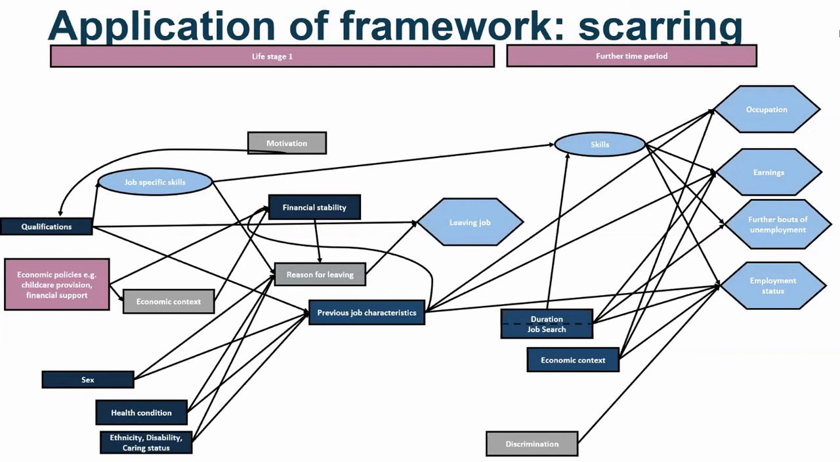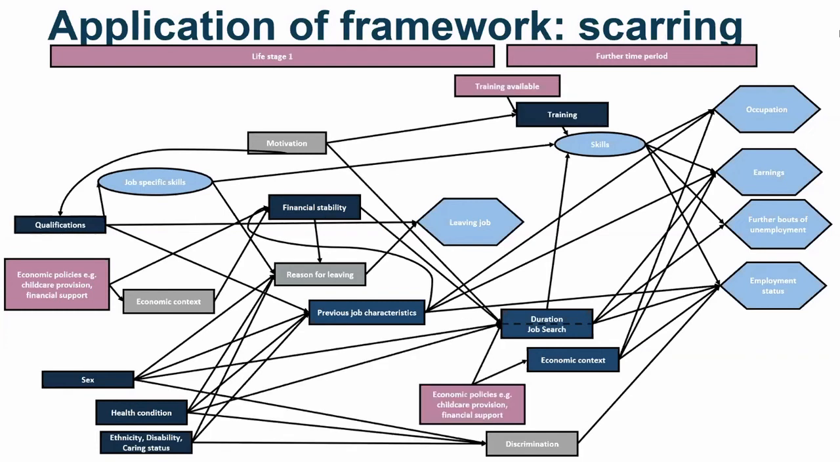And finally, just to finish off, the framework would describe that some of these factors have other wider relationships through things like discrimination, which cannot be explicitly identified. There are hidden factors such as motivation that have impacted previous factors such as qualifications, and training is also another route into impacting people's skills.